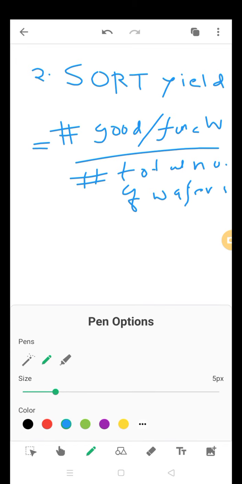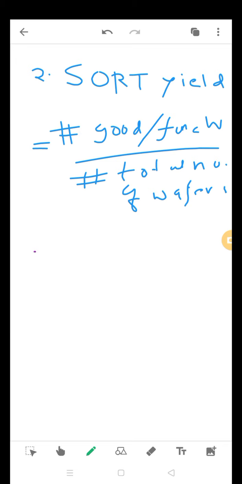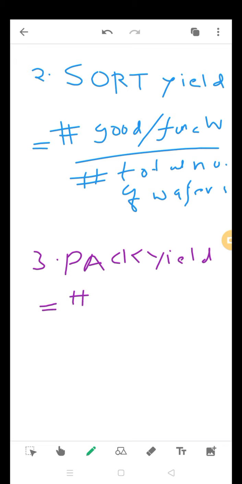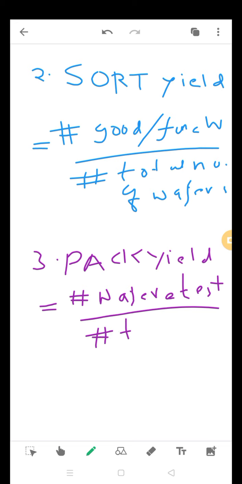And lastly, we have something called a pack yield, which is the number of wafers which pass the electrical tests, we call it E-test, divided by the total number of wafers.